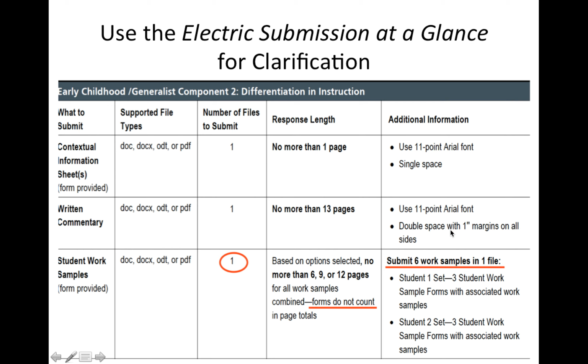It tells you about the font. It tells you about the margins. It tells you whether it's single-spaced, whether it's double-spaced. Again, guys, this electronic submission at a glance, you have one for components 2, 3, and 4. Let this be your friend, okay? It clarifies a lot of information for you.